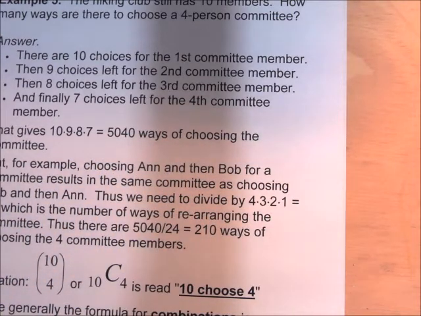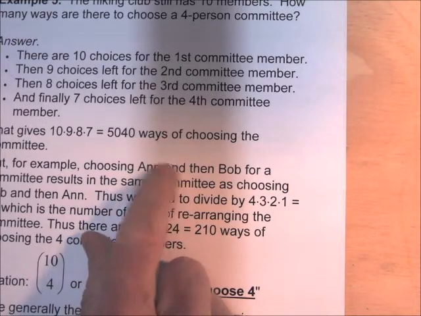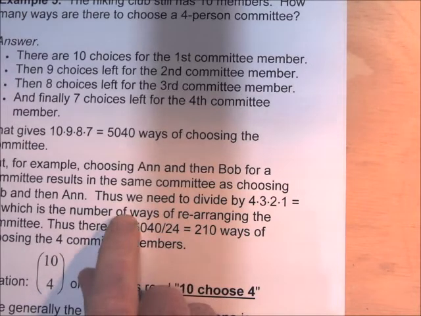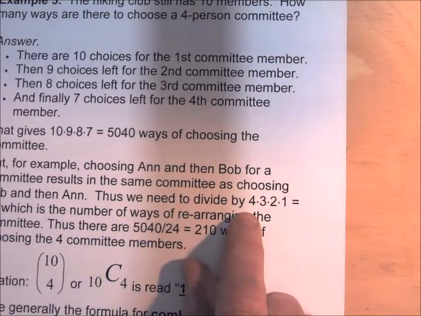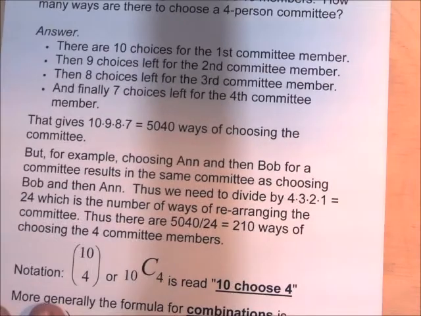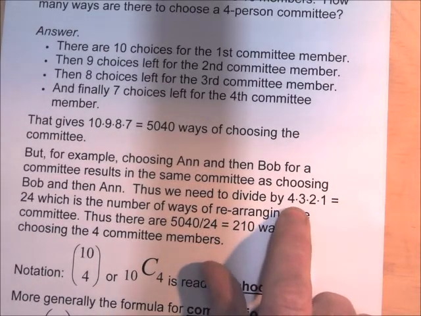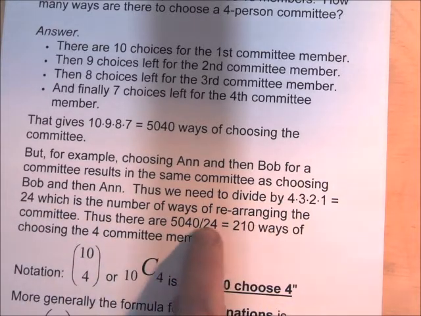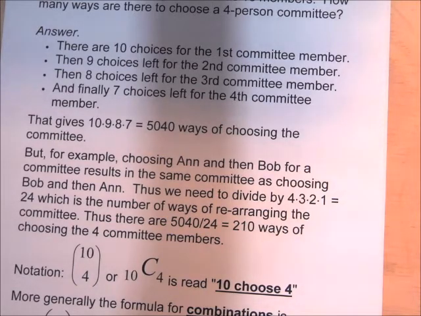But these include some double counting. They include Ann and Bob as being a different committee than Bob and Ann. So what we wanted to do is eliminate the double counting here by dividing by the number of ways there are of rearranging the committee. There's 4 times 3 times 2 times 1 ways of rearranging the committee. So if we divide by 24, we get 210 ways of choosing a 4-person committee.